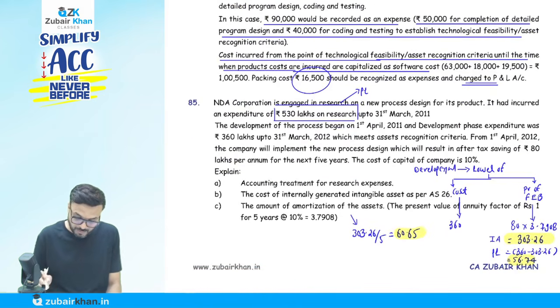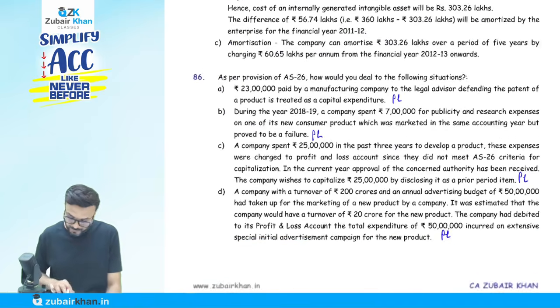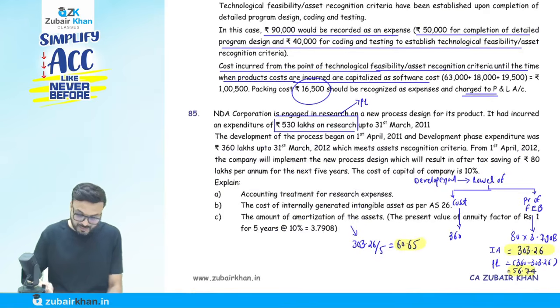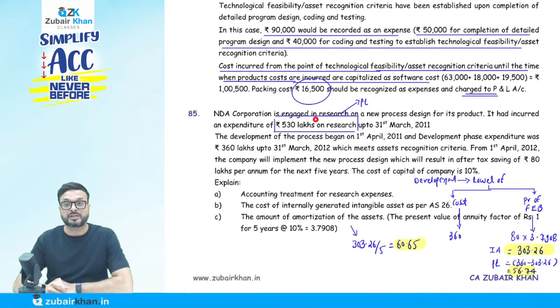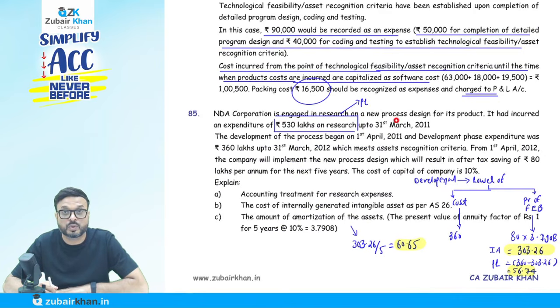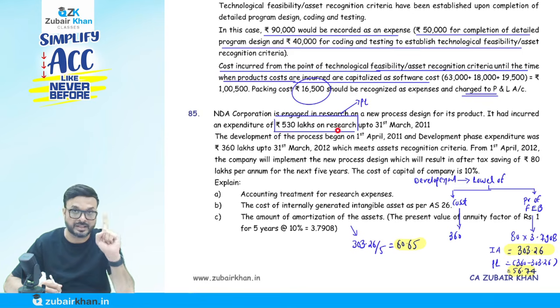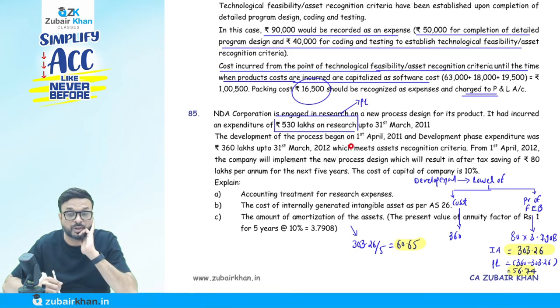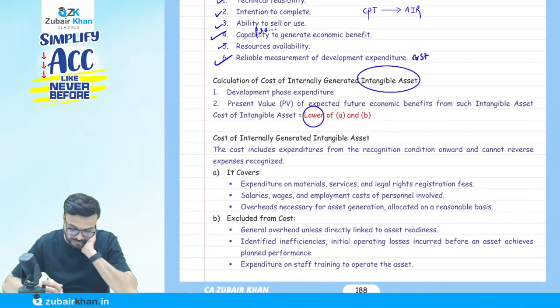It says, very important, question number 85. They say NDA Corporation is engaged in research on a new process design for its product. It has incurred an expenditure of 530 lakhs on research. Research will go to the P&L account, so this 530 will go to profit and loss account. Then the development of the process began on the 1st of April 2011 and development phase expenditure was 360 lakhs. They have incurred 360 lakh expenses, basically development expenses. Now, second point.